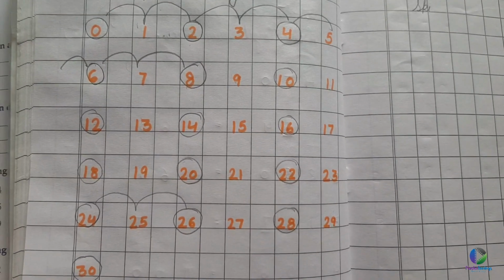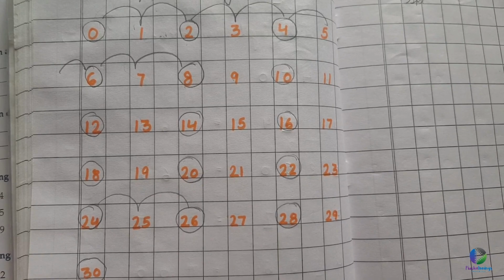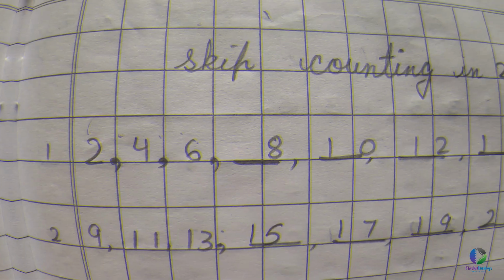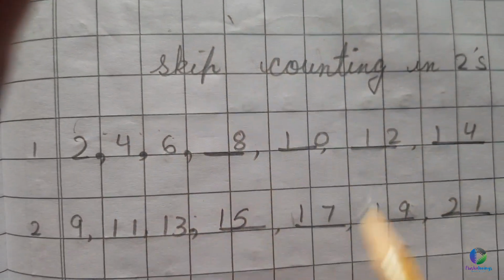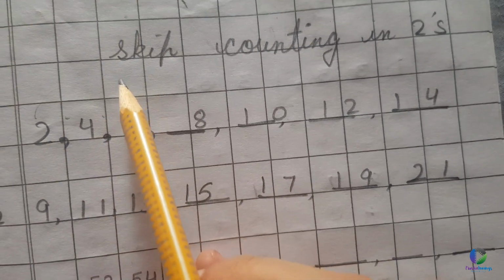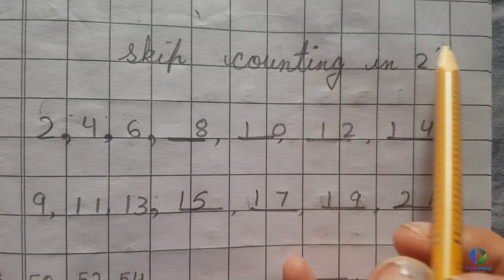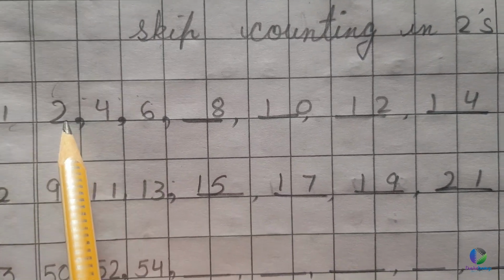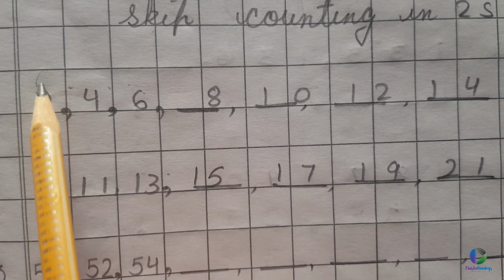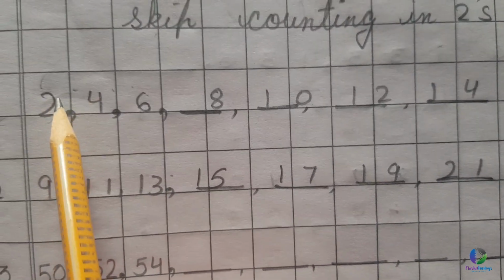30. I hope this is clear. I hope it is clear to you. Now let's start with some questions by skipping 2. Okay, so write down the heading in your notebooks: Skip counting in twos. Question number 1, 2. Then you have to skip in your mind now.